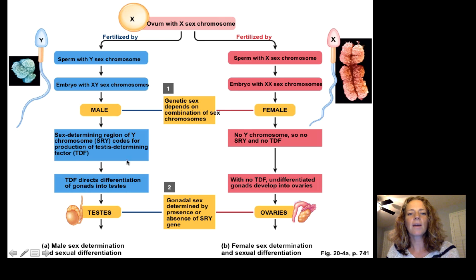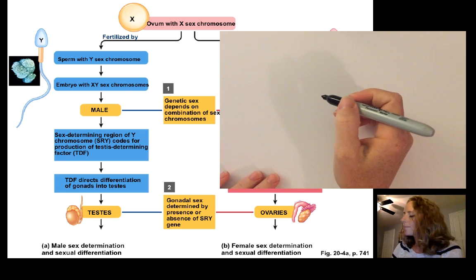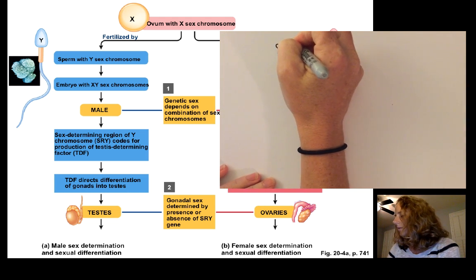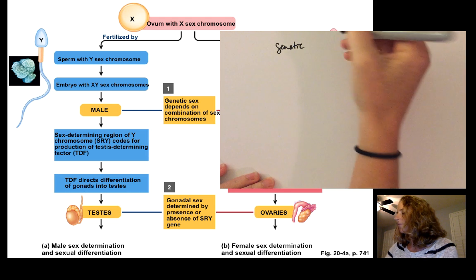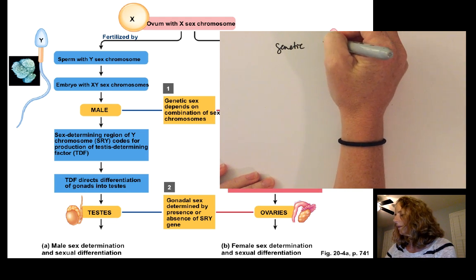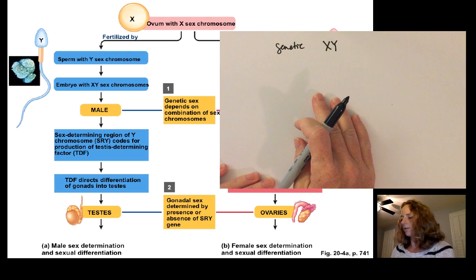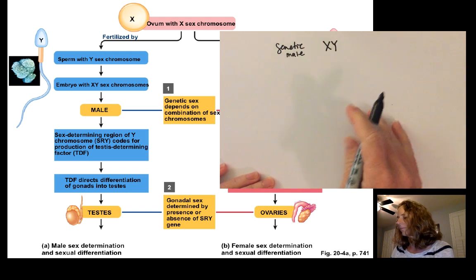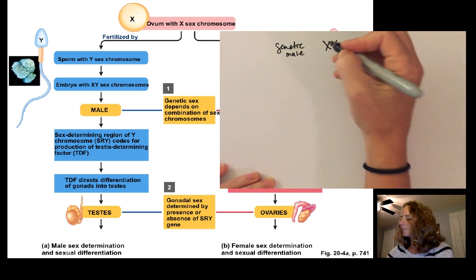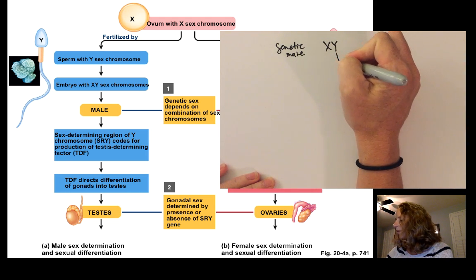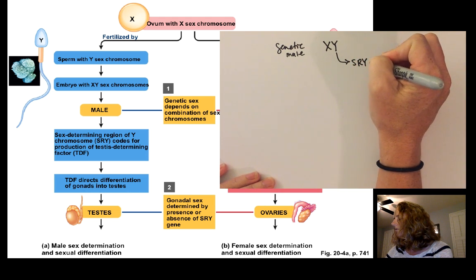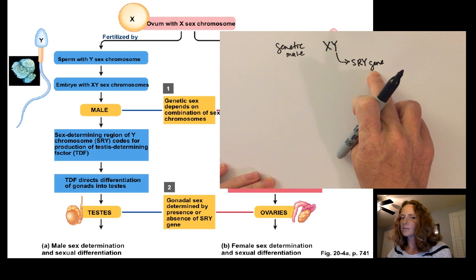So here's a summary diagram, and I think we should just quickly draw this out. Okay, so we have genetic determination, and that is for a male, if you have an XY chromosome, then you are genetically male. But it doesn't stop there. From there, the Y chromosome has an SRY gene. So this is one place where this can go wrong.